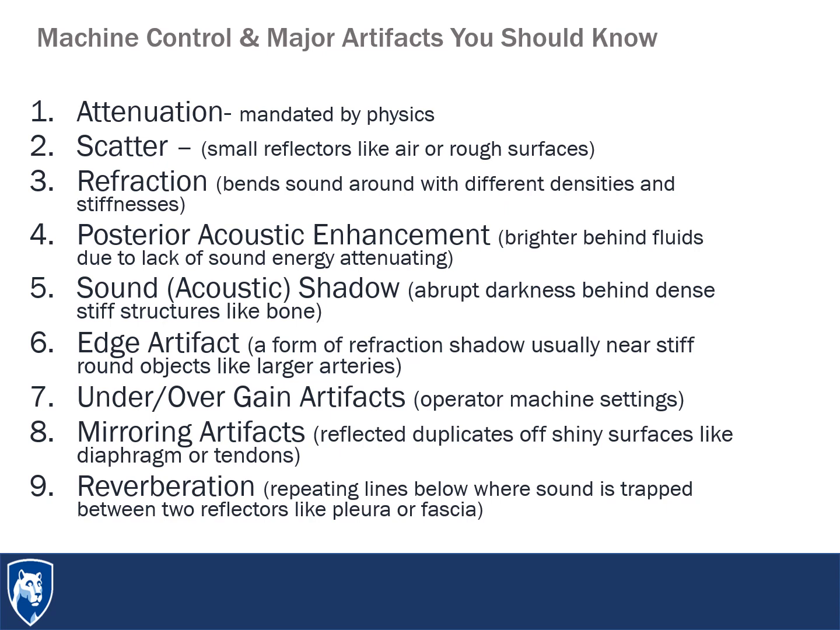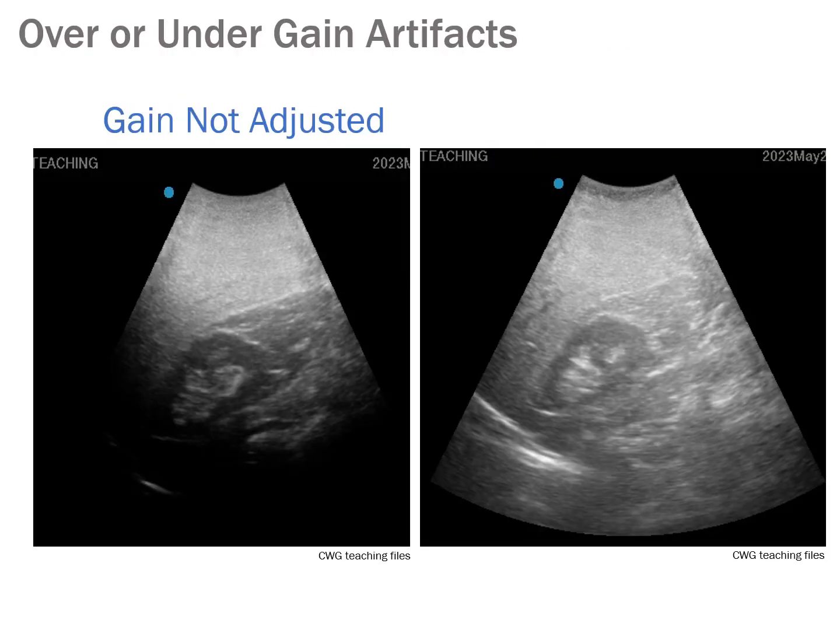And then there's going to be sound shadows, edge artifacts, under and over gain artifacts, mirroring, and reverberation. And I'll let you pause and read those basic definitions of what those are. But right now, let's look at some examples.